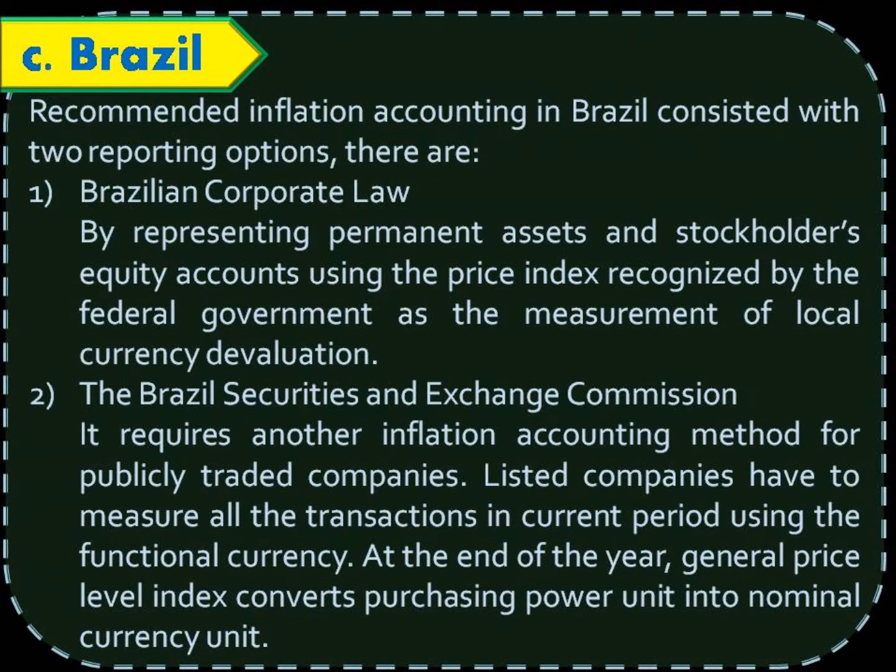C. Brazil. Recommended inflation accounting in Brazil consists of 2 reporting options. They are 1. Brazilian corporate law, by representing permanent assets and stockholders' equity accounts using the price index recognized by the federal government as the measurement of local currency devaluation. 2. The Brazil Securities and Exchange Commission. It requires another inflation accounting method for publicly traded companies. Listed companies have to measure all the transactions in the current period using functional currencies. At the end of the year, the General Price Level Index converts purchasing power units into nominal currency units.